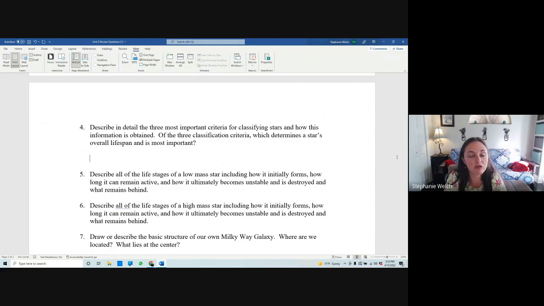So question 4 is dealing with classifying all stars and doing so comparing them to our star. So what is it about our star that it's going to be different than another star? How can we use that to get an understanding and to be able to classify them? Describe in detail the 3 most important criteria for classifying stars and how this information is obtained. Of the 3 classification criteria, which determines the star's overall lifespan and is the most important?